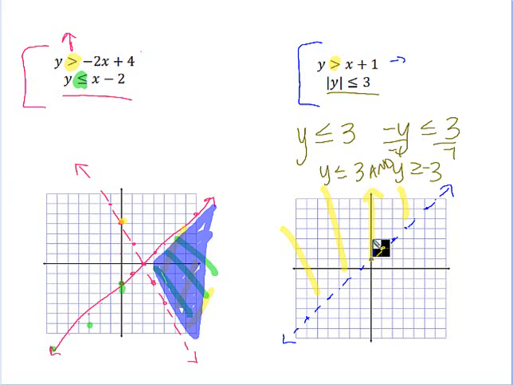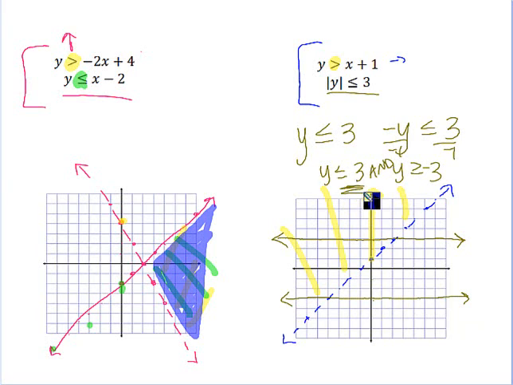So we have a y-intercept at 3. Solid line because it's less than or equal to. And a y-intercept at negative 3. Solid line and horizontal because it's greater than or equal to.